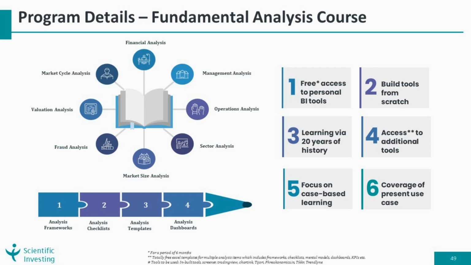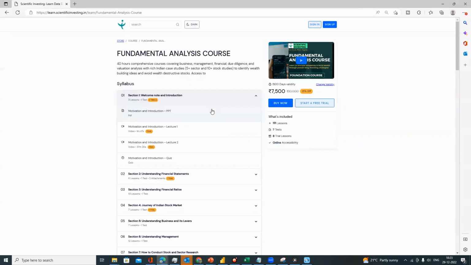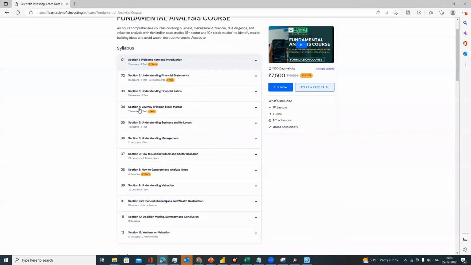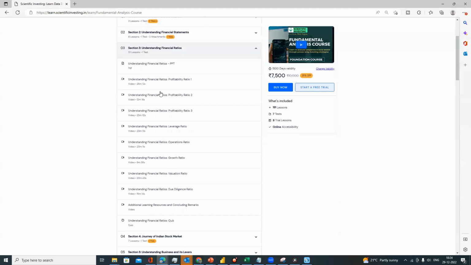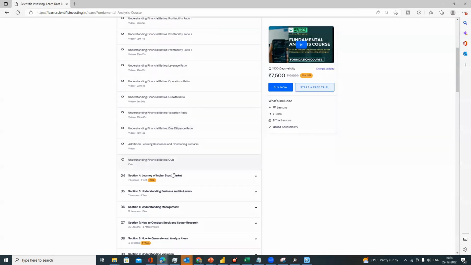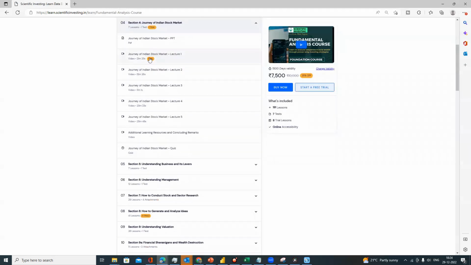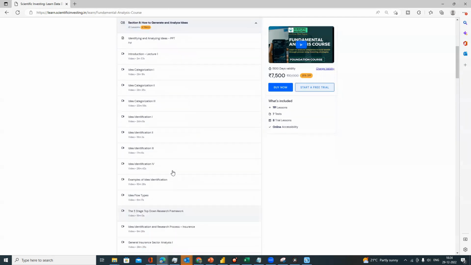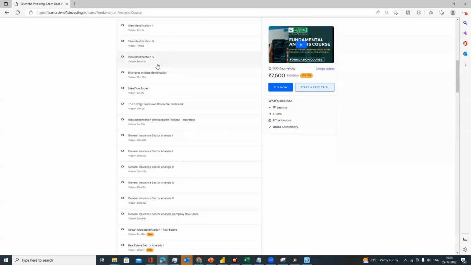So the fundamental analysis course is a 45-plus-hour course where we provide all the foundational knowledge and skill set for learning fundamental analysis, right from analyzing financial statements and financial ratios to how to understand management, how to understand a sector, how to analyze companies, how to do a top-down analysis, how to do a bottom-up analysis, how to do valuation analysis, how to do financial due diligence, how to identify red flags, how to take buy and sell decisions, and how to allocate capital.